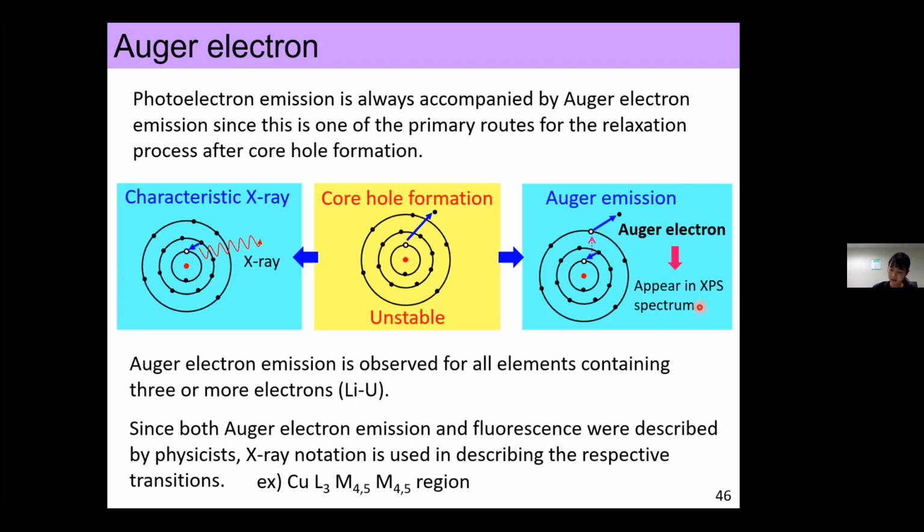Since both Auger electron emission and fluorescence were described by physicists, X-ray notation is often used in describing these respective transitions. An example of X-ray notation is this K L3 M45 M45 region.